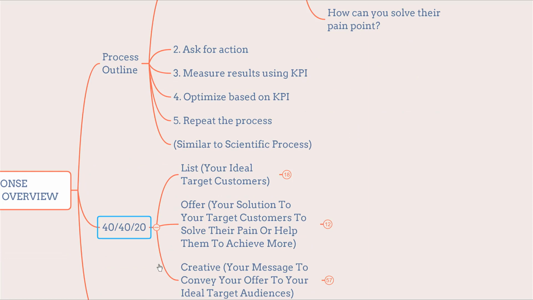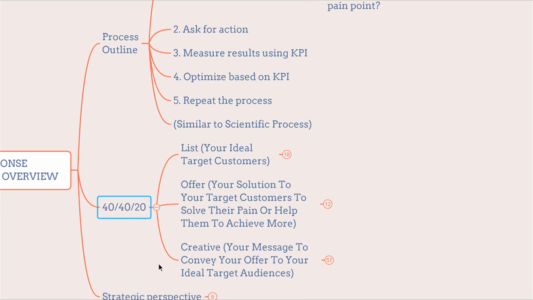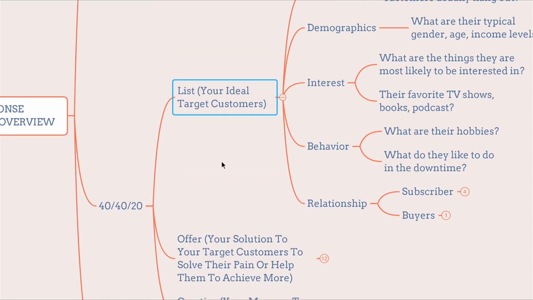And then 40-40-20. This type of rule where you want to focus 40% of your attention on list, another 40% of your attention and efforts on your offer, and the other 20% of your efforts, the rest of your attention, on creative. This is basically indicating your ideal target customers.